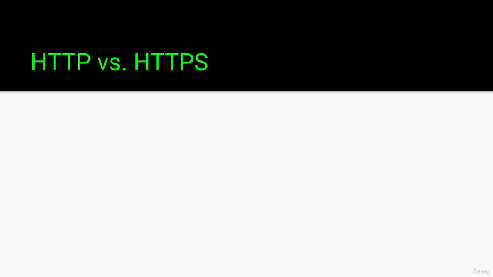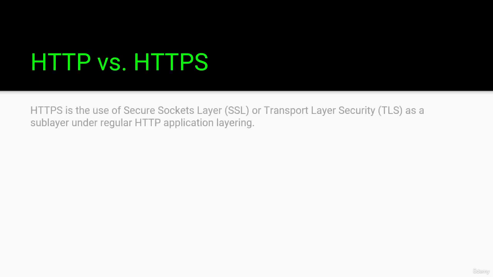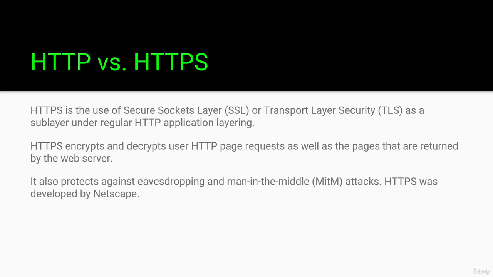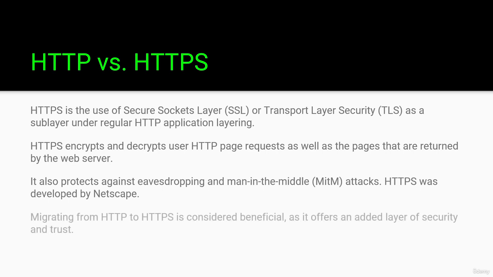Now, the difference between HTTP versus HTTPS. HTTPS is the use of Secure Socket Layer (SSL) or Transport Layer Security (TLS) as a sub-layer under regular HTTP application layering. HTTPS encrypts and decrypts user HTTP page requests as well as the pages that are returned by the web server. It also protects against eavesdropping and man-in-the-middle attacks. HTTPS was developed by Netscape. Migrating from HTTP to HTTPS is considered beneficial as it offers an added layer of security and trust.